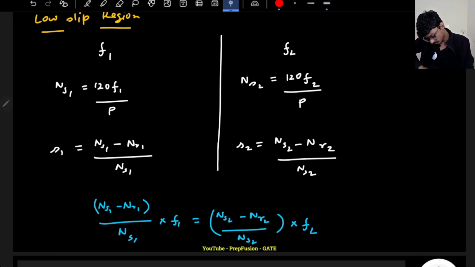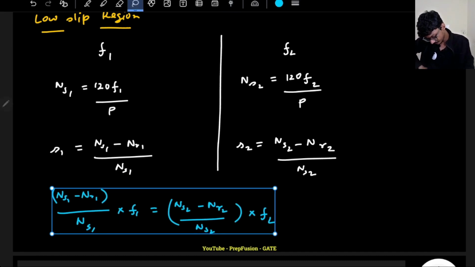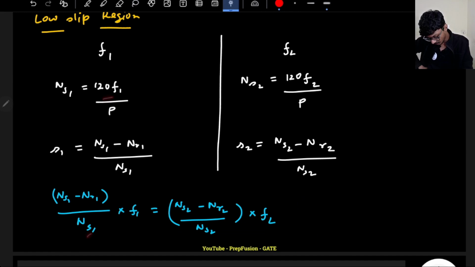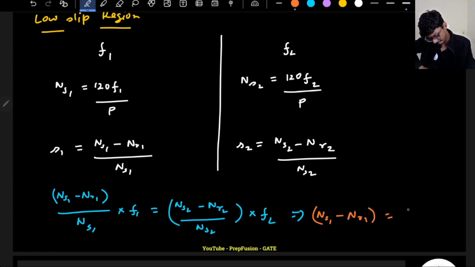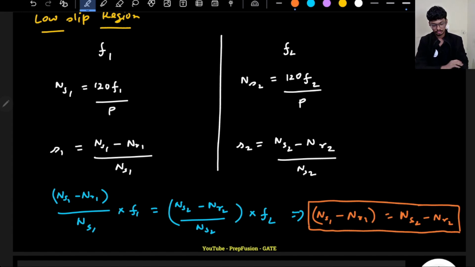One more thing I can directly write: ns1 is 120 f1 by p. So f1 will get cancelled, 120 by p also will get cancelled. Here also f2 will get cancelled, p will get cancelled. So ultimately the simplified equation that comes out is ns1 minus nr1 equals ns2 minus nr2. This is a very beautiful expression, but only valid in the low slip region.